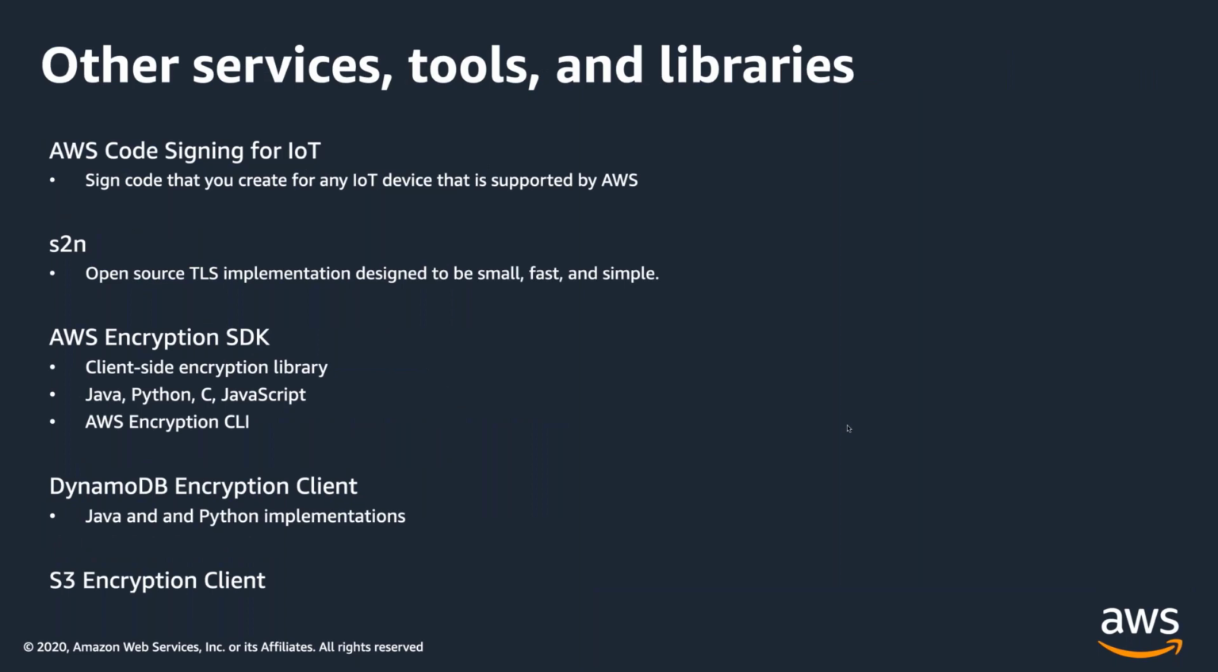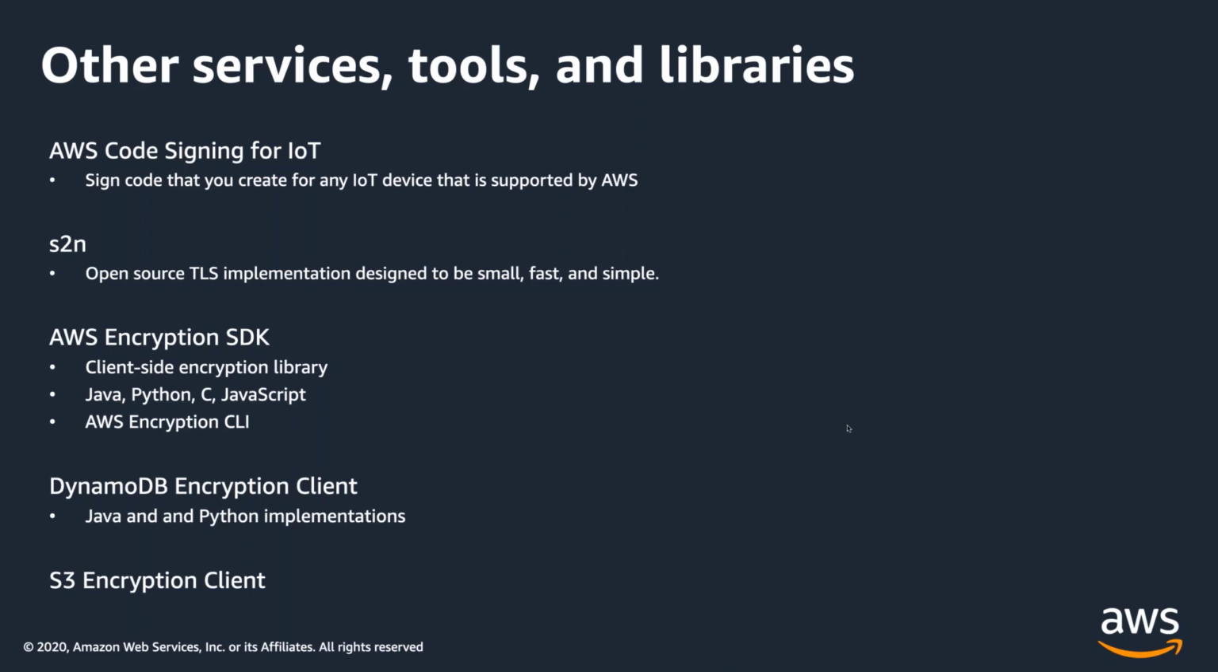So we also have a number of other services, tools, and libraries in AWS Cryptography that you can use. We've got AWS Code Signing for Internet of Things. So if you have an IoT device, there's code signing, which allows you to authenticate or prove that the code is what it should be. We have an open source TLS implementation called S2N. It was designed to be small and fast and simple to integrate.